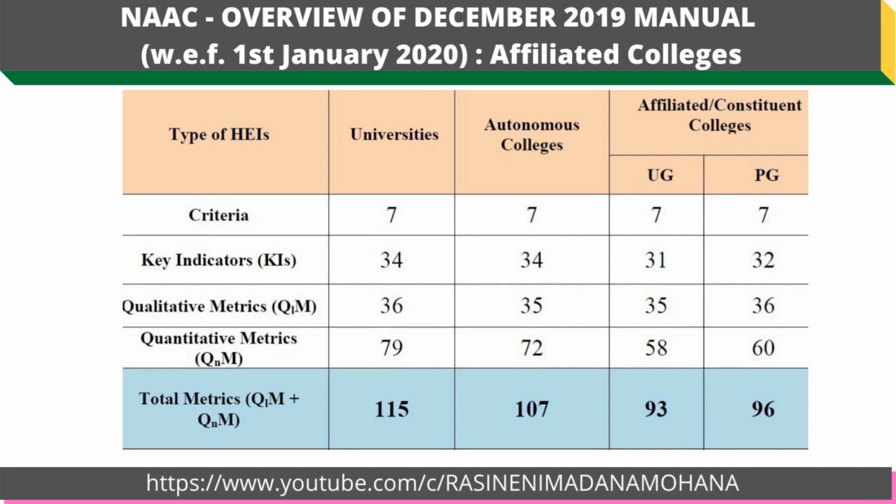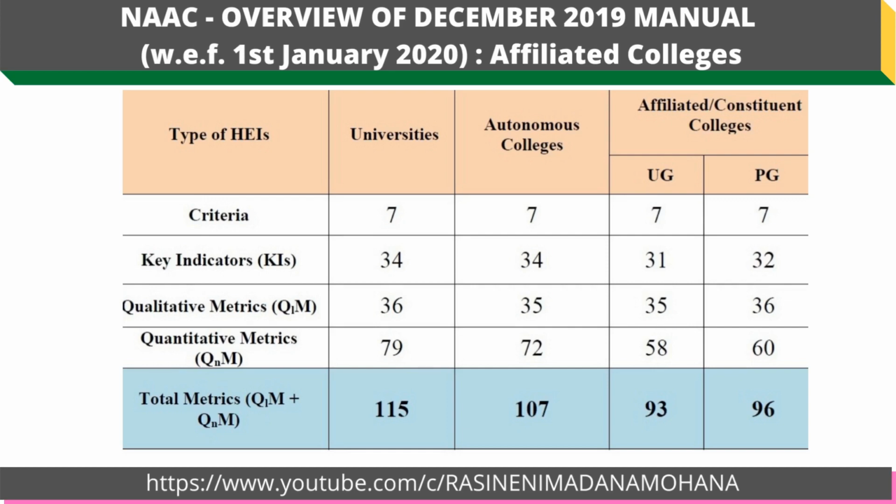So there are a total of seven criteria for all types of institutions. Then total key indicators: for universities and autonomous colleges 34, for affiliated UG college 31 and PG college 32. These key indicators are divided into qualitative metrics and quantitative metrics.